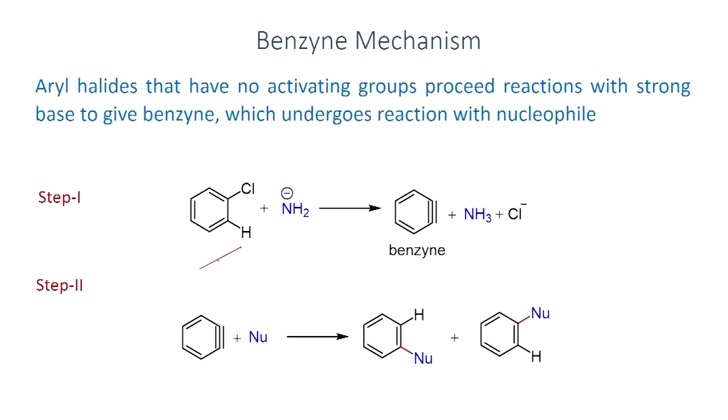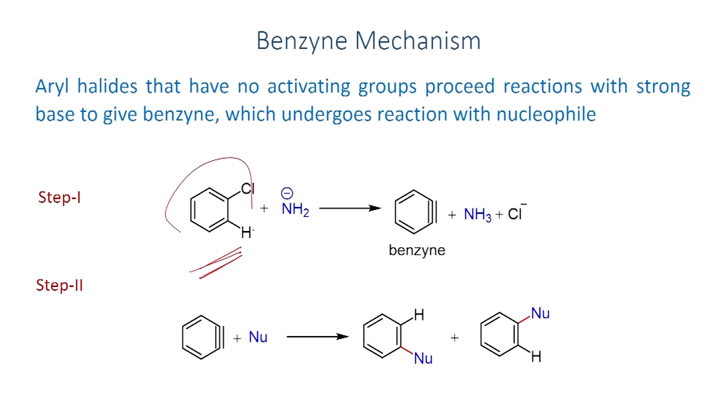For example, now let us look at the chlorobenzene. This substrate does not undergo reaction, as we have just seen. If you have a strong electron withdrawing group like a nitro group, and that aromatic system has a leaving group, you can carry out the reaction with a nucleophile and get the substituted compound. On the other hand, chlorobenzene does not react under this condition. So, how can you carry out the reaction?